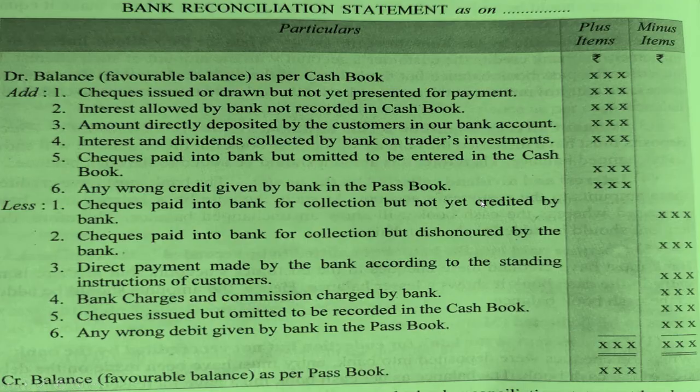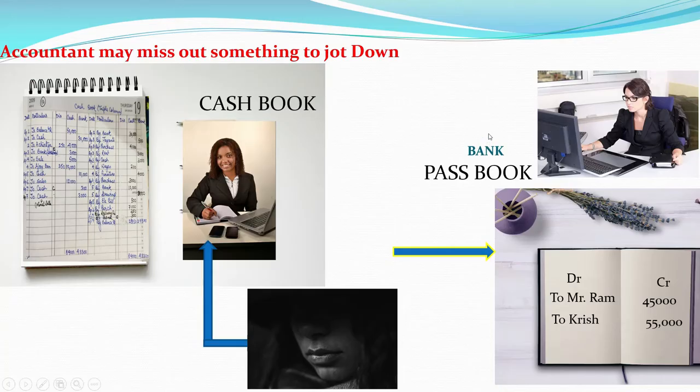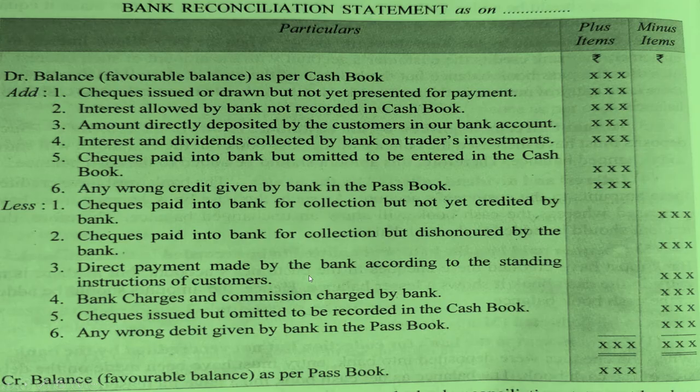The next one is amount directly deposited by the customer in our bank account. Now you see, if the money has directly been deposited in bank but there is no information to the accountant of cash book, then this accountant will not increase the money and the banker will increase the money in the passbook. Because of that, what will happen? Again, cash book balance will be less than passbook balance. So that is why it will be required by the accountant of cash book to increase the balance of cash book bank column too. So that is why this amount will also be added to the cash book.